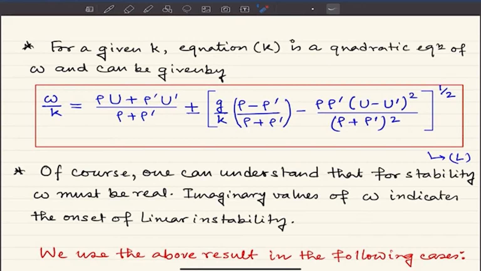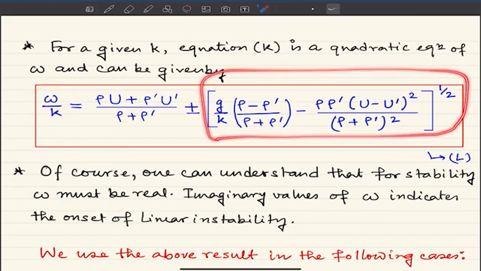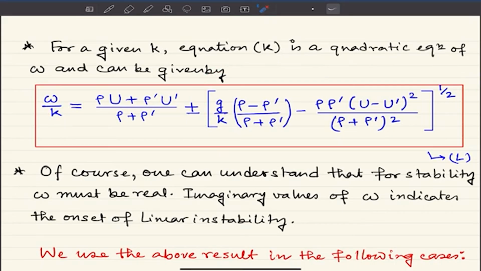If omega has a complex part, which should come from this part, of course you understand that there is a square root and there are two terms. So the interplay of the two terms will tell us whether this is imaginary or real. And if omega has an imaginary part, then the system will lead to an instability. Of course, linear instability.